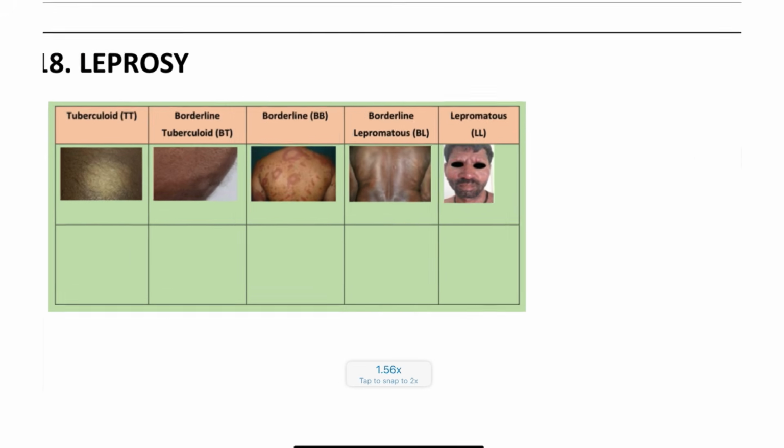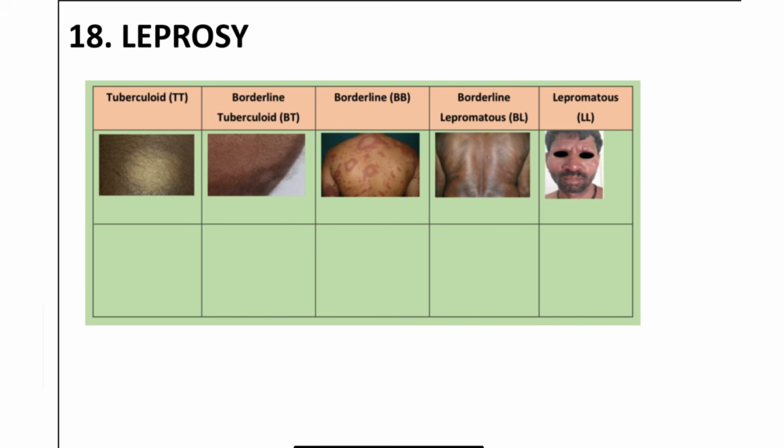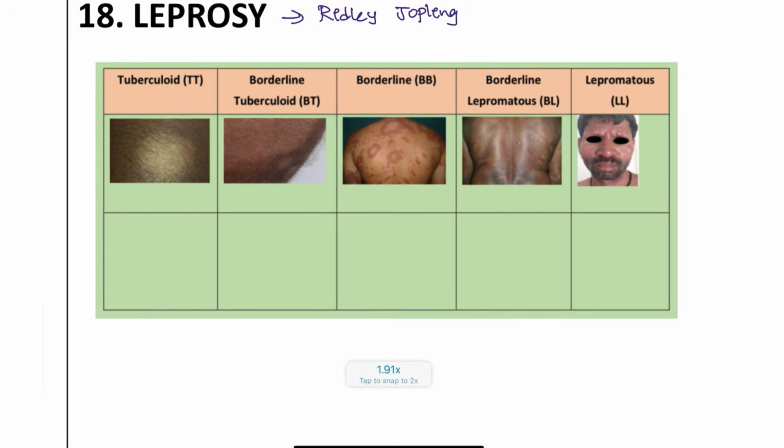Okay. Next one, that is leprosy. Here you can see how leprosy is classified. Leprosy is classified with the Ridley-Jopling classification. So let's see the most common in India. The most common in India is the BT. This is the most common. And how each one will be presented. The first one is tuberculoid.